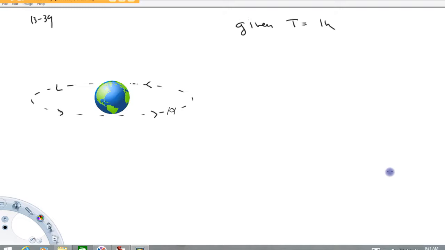I'm making this video to help get you started on number 39 in chapter 13 in your OER University Physics textbook. It says, what is the orbital radius of an Earth satellite having a period of 1 hour?